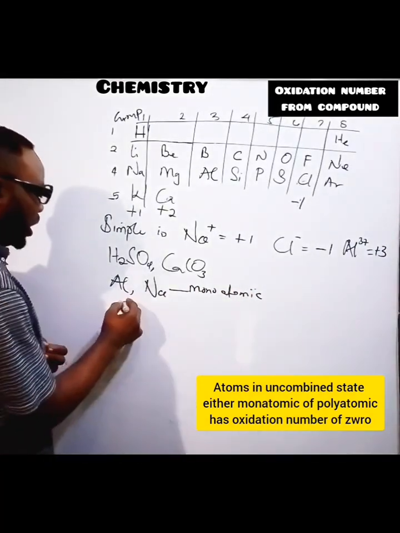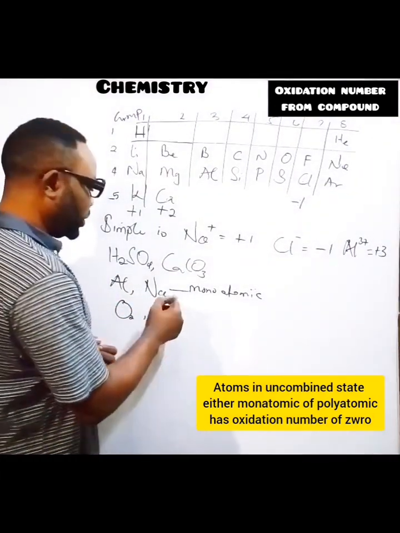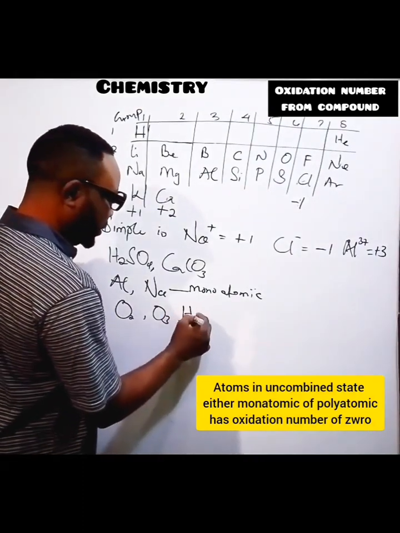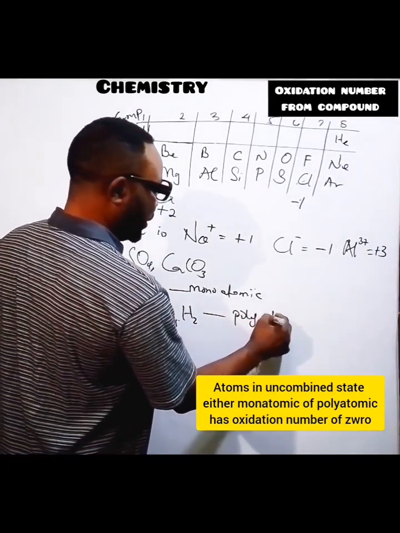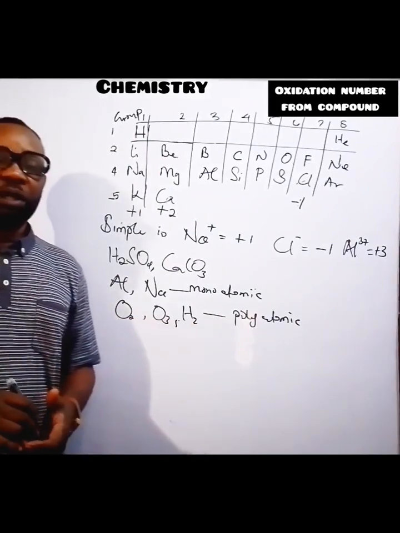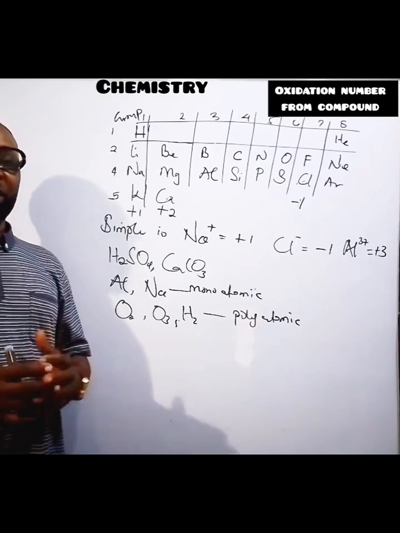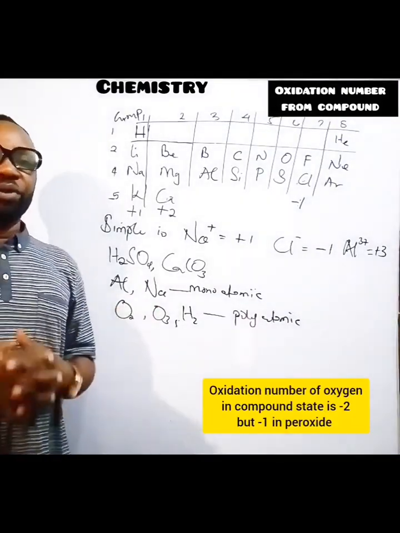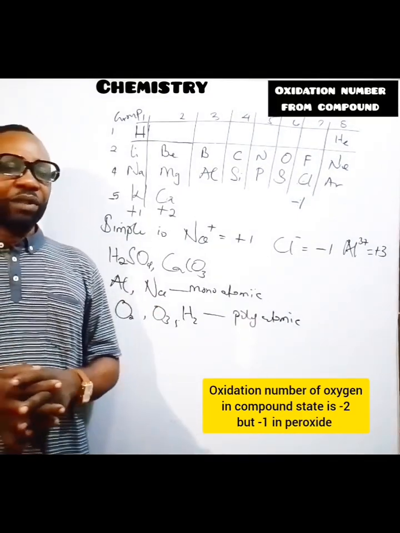Now, for instance, if you have O2, or elements such as ozone, that is O3, or hydrogen, H2, these are polyatomic because the number of atoms that each of them is made up of is more than one. In this state, their oxidation number is 0. That is another rule. The next rule is the oxidation number of oxygen.